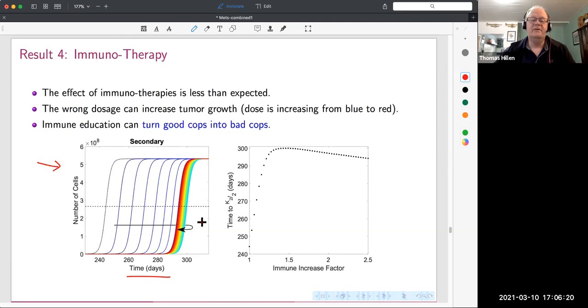But then it turns around. So if you further increase the dose, it turns, and then you get, again, earlier disease, even though you have increased the dosage. And this is a case where then you turn good cops into bad cops enough so that you get a negative effect, right? So the new immune cells which you put into the body, they can also be educated to become pro-tumor, and at some point they might actually help.